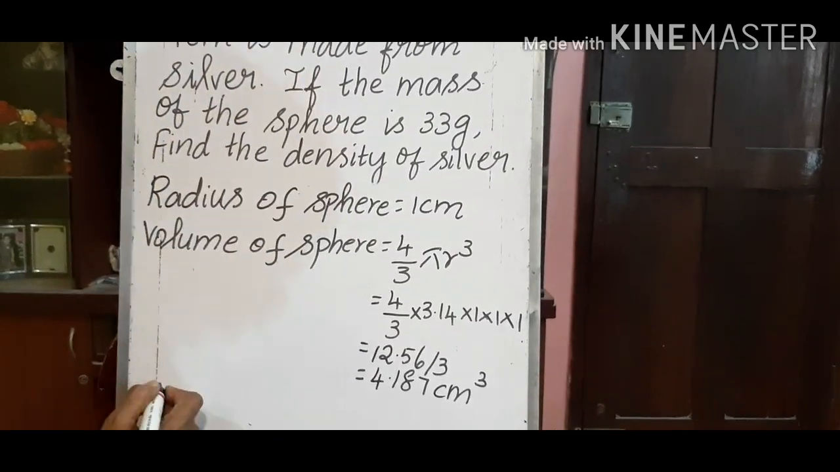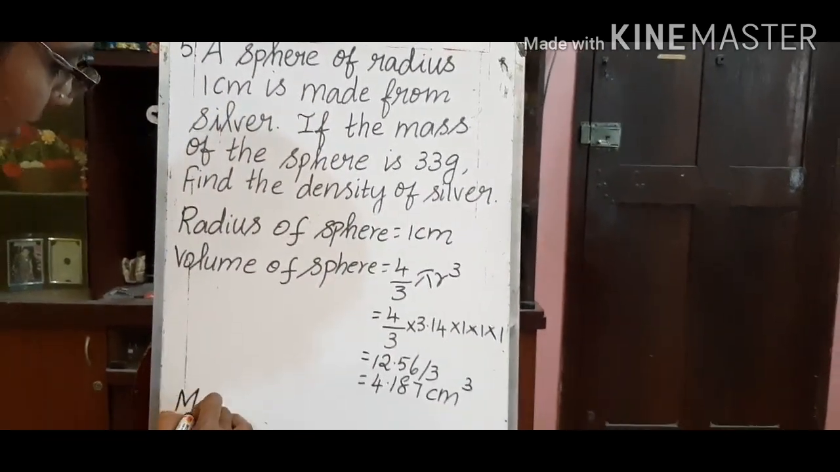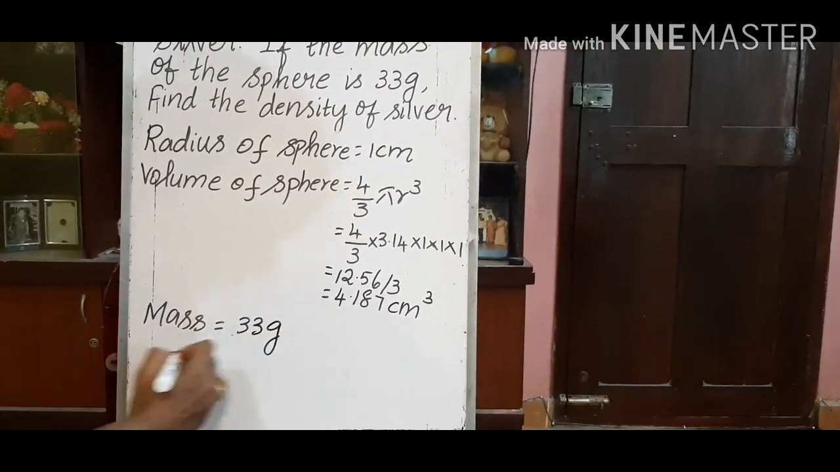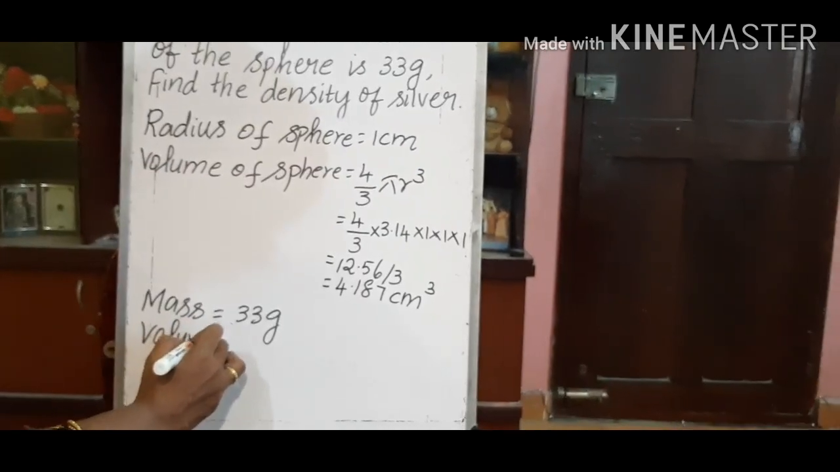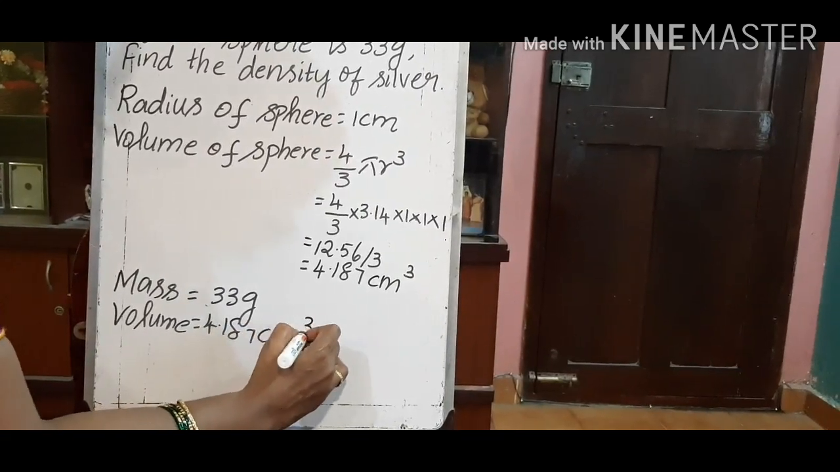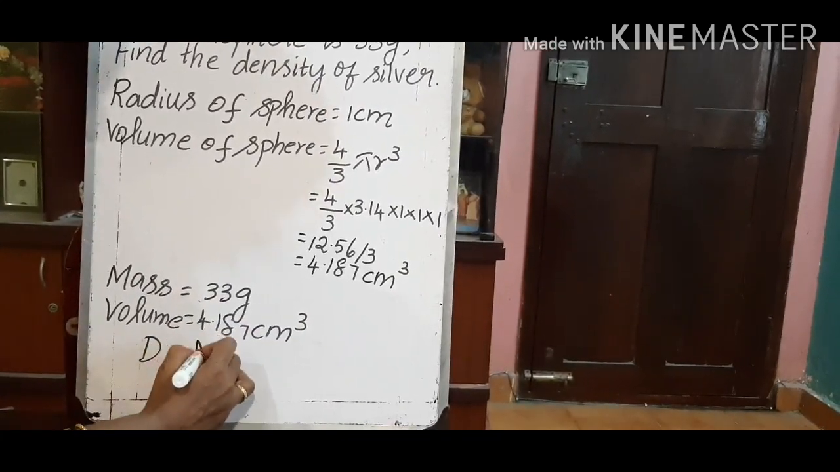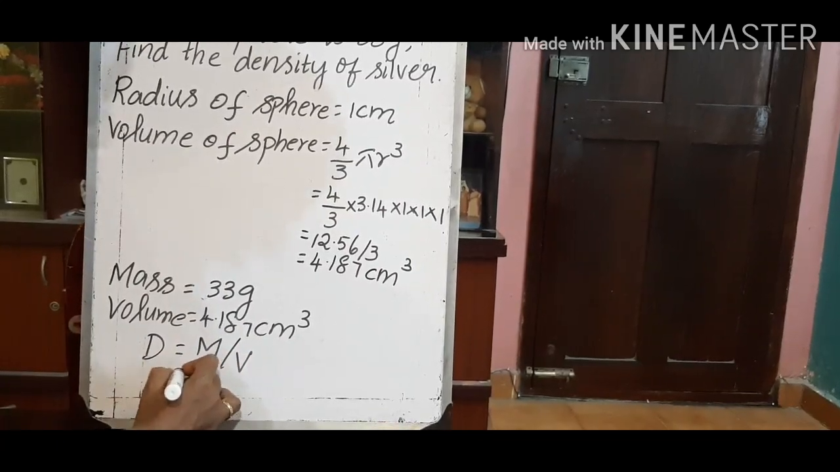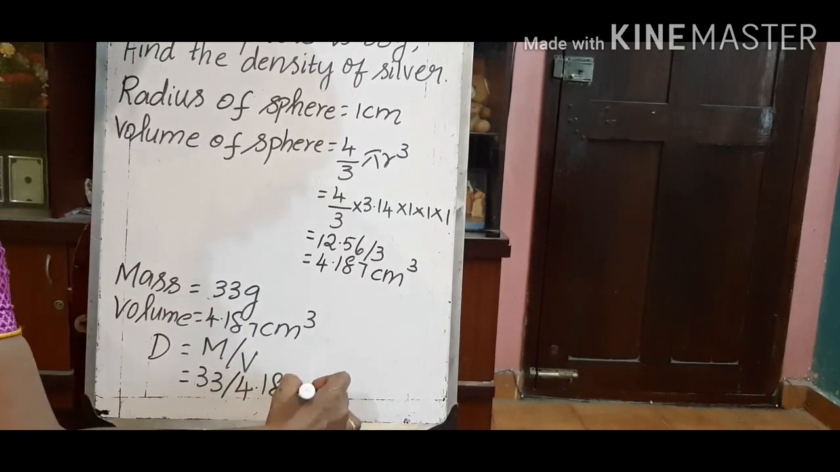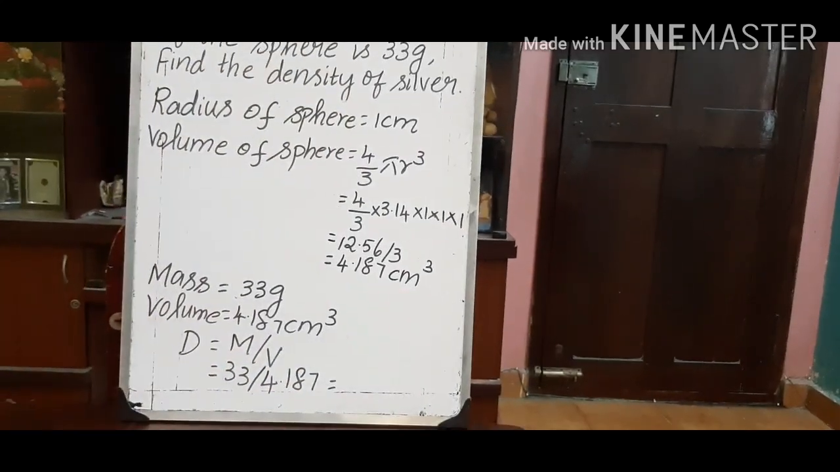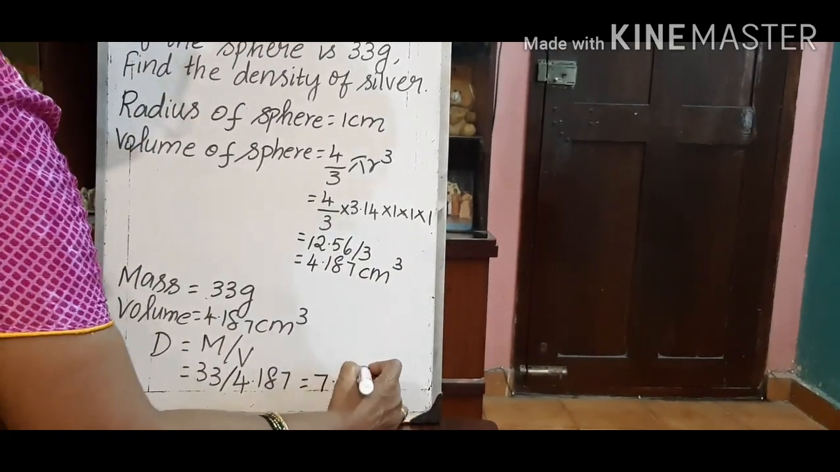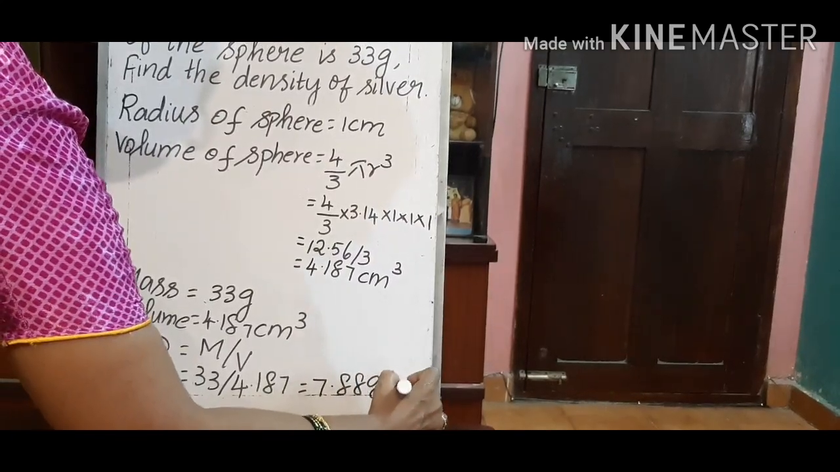Now what is the mass? Mass is equal to 33 gram. Volume is equal to 4.187 centimeter cube. So density is equal to mass by volume. 33 divided by 4.187. What is the answer you will get when you divide? 7.88 gram per centimeter cube.